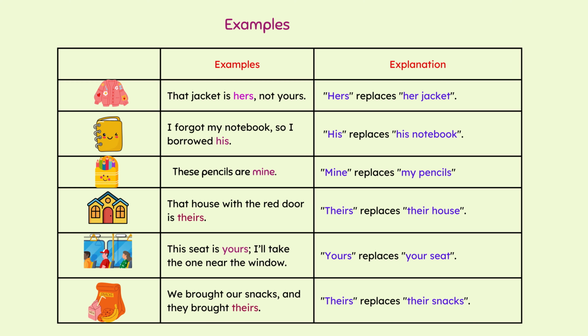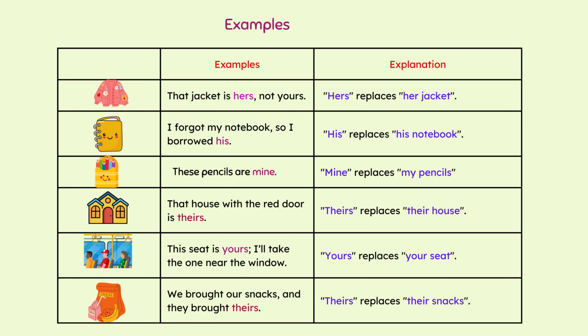Let's look at some examples of possessive pronouns in action. That jacket is hers, not yours. Here, hers replaces her jacket, and yours replaces your jacket. I forgot my notebook, so I borrowed his. His replaces his notebook. These pencils are mine. We don't say my pencils again. We simply use mine.